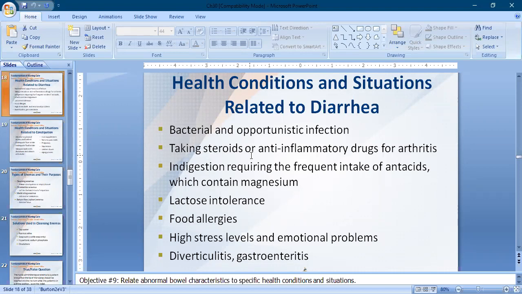Taking steroids or anti-inflammatory drugs for arthritis can cause diarrhea. Indigestion that requires frequent intake of antacids containing magnesium can cause diarrhea. Lactose intolerance causes diarrhea. Some kinds of food can cause diarrhea. High stress level and emotional problems vary. Some diseases like diverticulitis or gastroenteritis can both cause diarrhea.